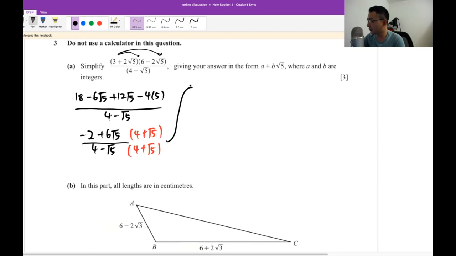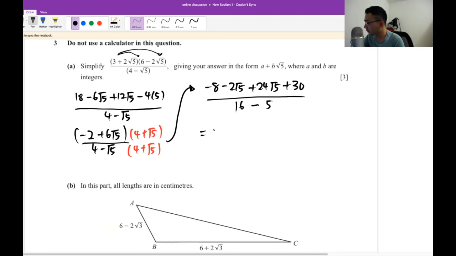Alright, then what I will get here is I will multiply 1 by 1. Negative 8 minus 2 surd 5, and then plus 24 surd 5, and then plus 30 over 16 minus 5. So this one will give you 22, and then plus 22 surd 5 over 11. So I will simplify this one, it is 2 plus 2 surd 5.